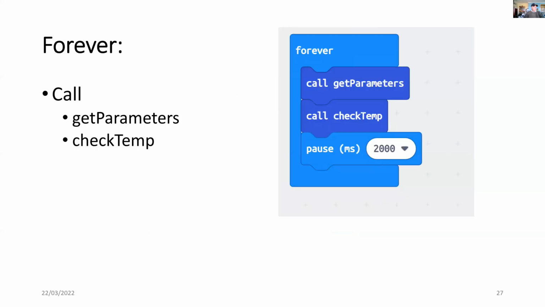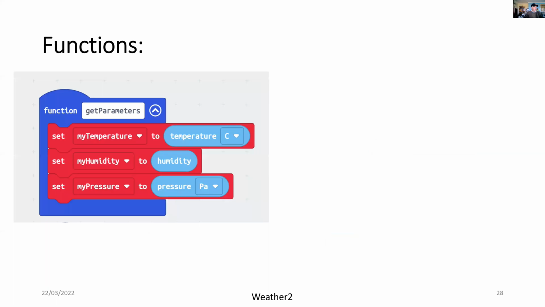The next module, we're going to create two functions. One is get parameters, and we'll also call check temperature. Then we'll pause for 2 seconds. So those functions, let's have a look at those.